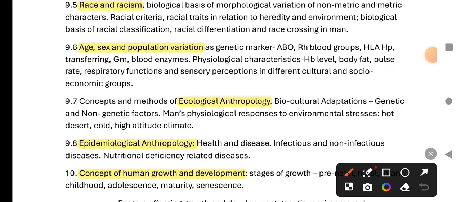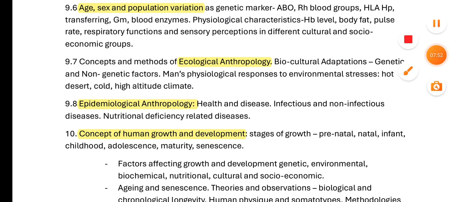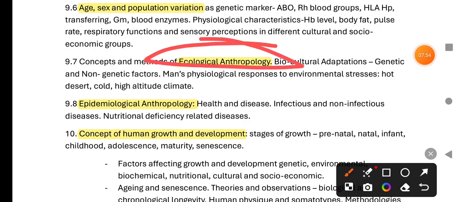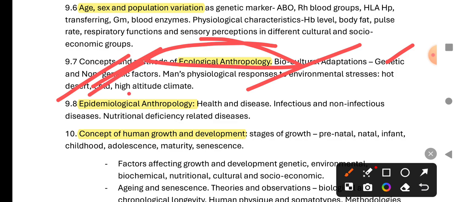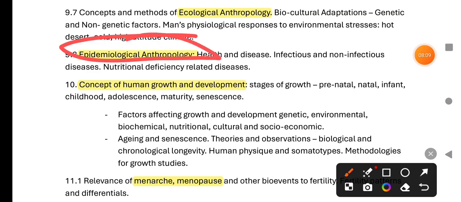So these are very important as well. And what are various physiological characteristics like Hb level, body fat, pulse rate, respiratory functions, and sensory perceptions in different cultural and socio-economic groups. Okay, and the concept and methods of ecological anthropology, biocultural adaptations, genetic and non-genetic factors, and man's physiological responses to environmental stresses like hot desert, cold desert, high altitude climate.